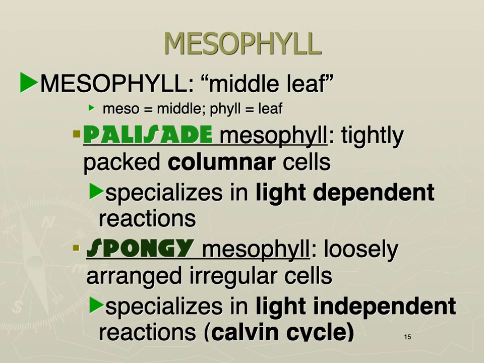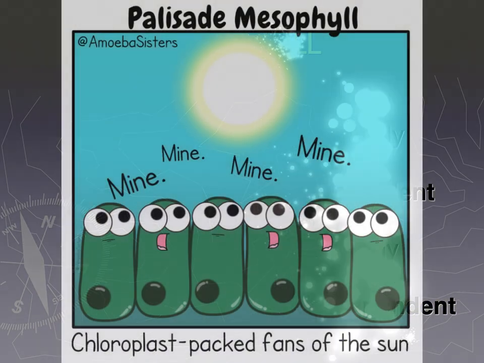That takes us to the middle of the leaf, the mesophyll. Meso meaning middle, phyll meaning leaf. And there are two layers here, the palisade and the spongy. The palisade are tightly packed cells that look like columns, or they're columnar, and they are important in the light-dependent reactions of photosynthesis. More about those later. The spongy mesophyll cells are loosely arranged, and those are important in the light-independent reactions, or something called the Calvin cycle. The palisade mesophyll chloroplasts are packed full, and they all want the sun.